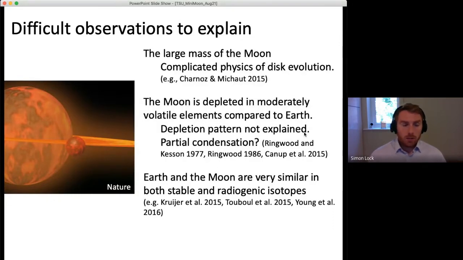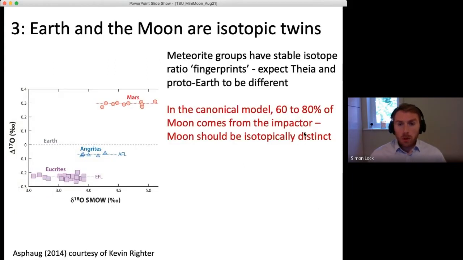The third is probably the one that has really obsessed the field, and it's been called the isotopic crisis. This is basically the observation that the Earth and the Moon are very similar in a wide range of different stable and radiogenic isotopes. The reason that is significant is that if we look at all of the different meteorite groups, we find that they each have a unique fingerprint of various different elements, things like oxygen, titanium, calcium, chromium.